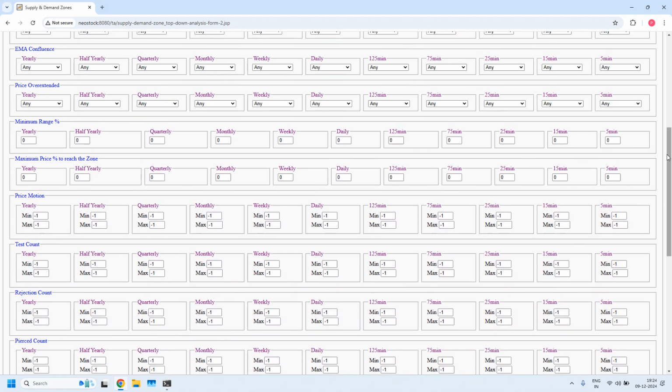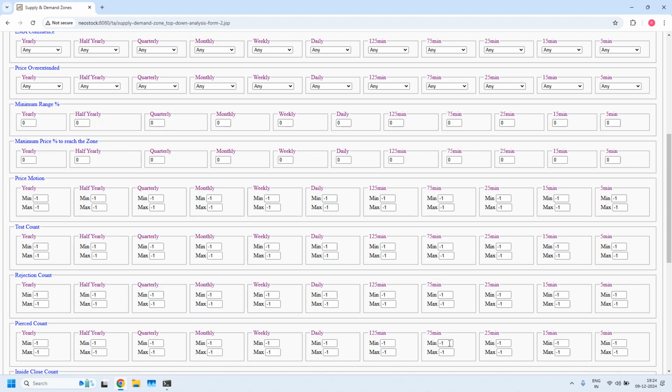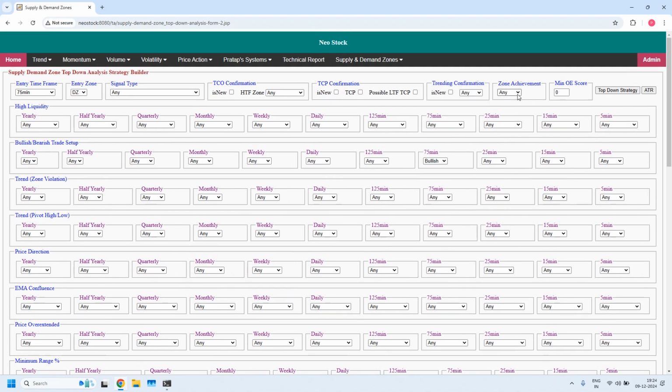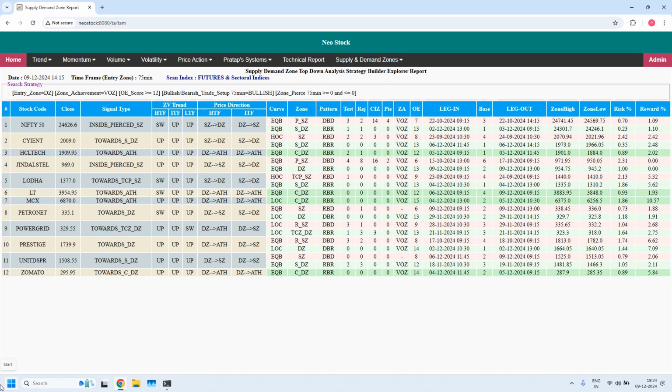So in the pierced count at 75 minutes time frame, minimum value 0, maximum value 0. Zone achievement is VOZ. Minimum odd enhancer score 12. All the 3 filters applied to 75 minutes demand zone. We got 12 stocks. These 12 stocks are supporting bullish trade setup for weekly income trade. Out of these 12, there could be some high probability setup zones available, the 75 minutes demand zones.